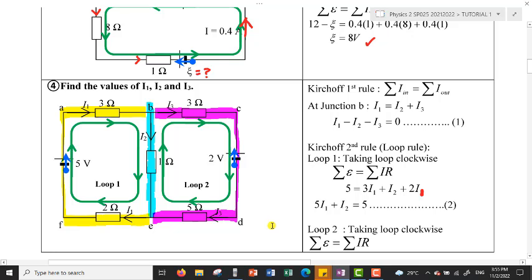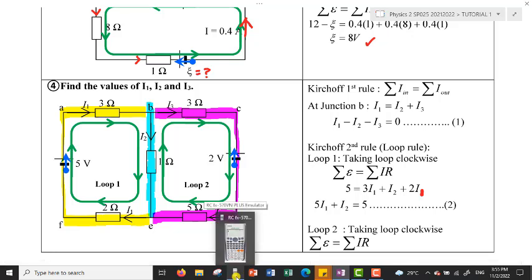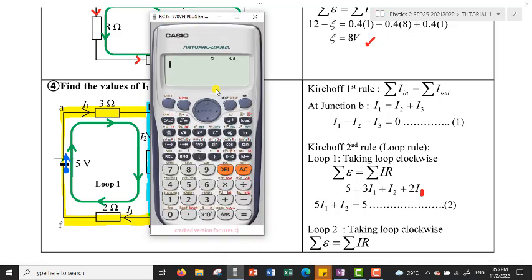So class, we already have the 3 equations. Now we are going to use the scientific calculator to solve the equations for the 3 unknowns, I1, I2 and I3. So we choose the equation mode, 5. Then we choose the function 2, whereby we have 3 unknowns. Okay, then we put in the values.